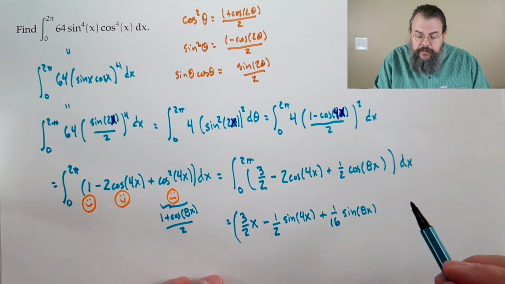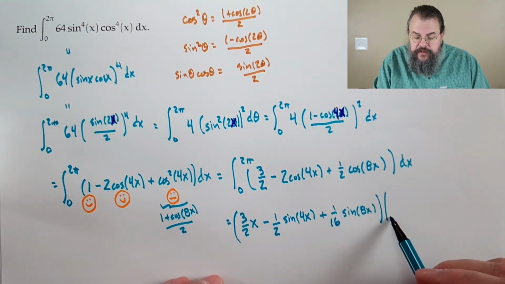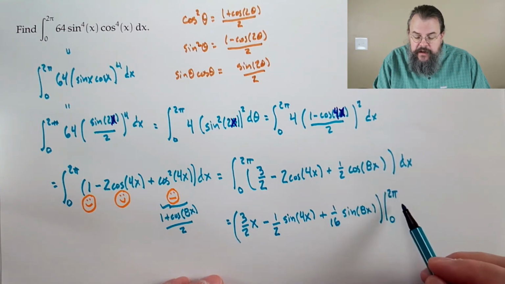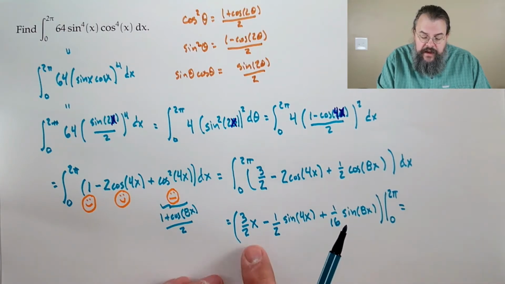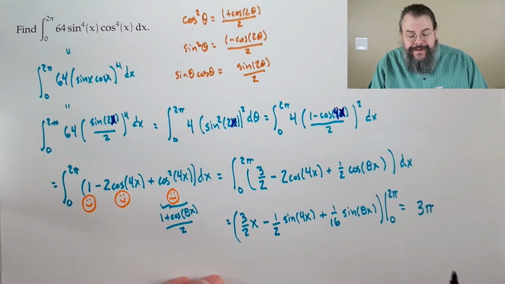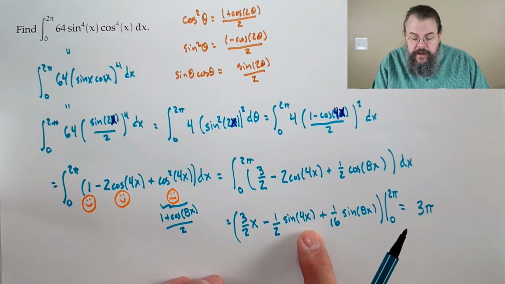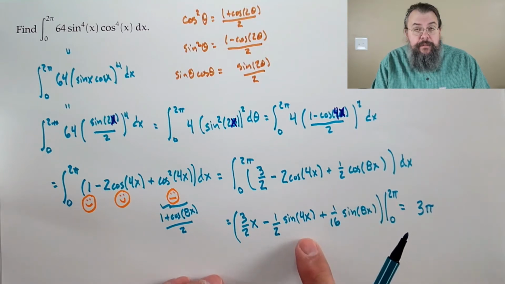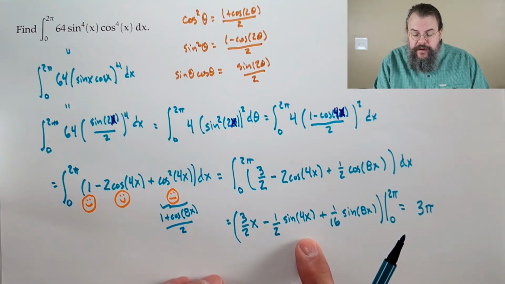And there we go. Evaluate that from 0 to 2 pi. Well, 3 halves times 2 pi is 3 pi. Okay, nice. And then we have 8 pi. 4 times 2 pi is 8 pi. Sine of 8 pi is 0. It's literally the same as sine of 0.